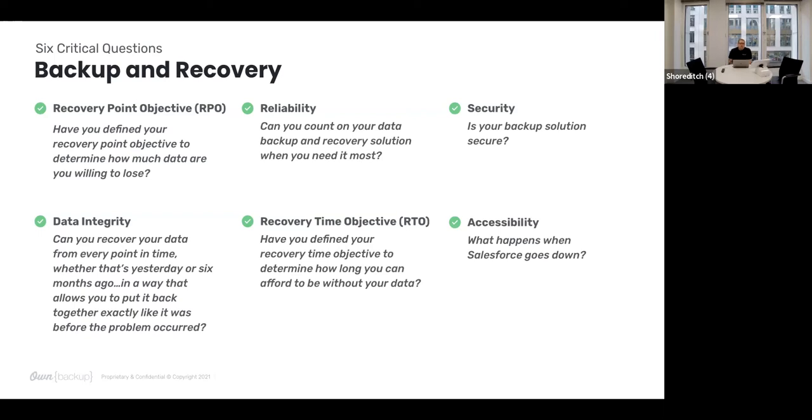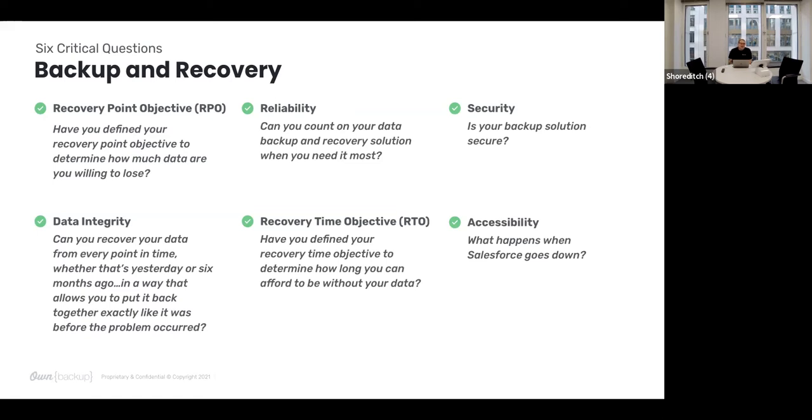Security. We talked about security earlier on Salesforce, but security also is on backup and recovery systems. So does it have all the security features that are in line with information security principles? Is your data encrypted at rest? That's an interesting one. A lot of people will forget that one.